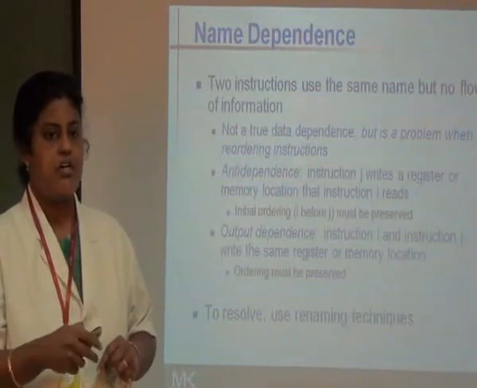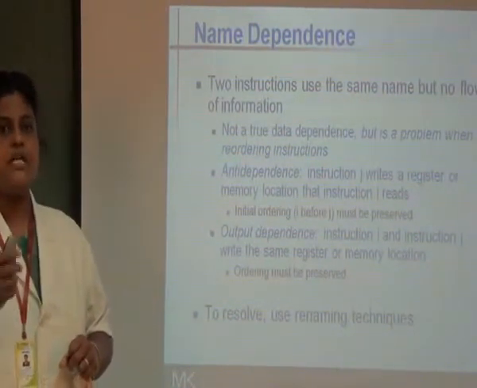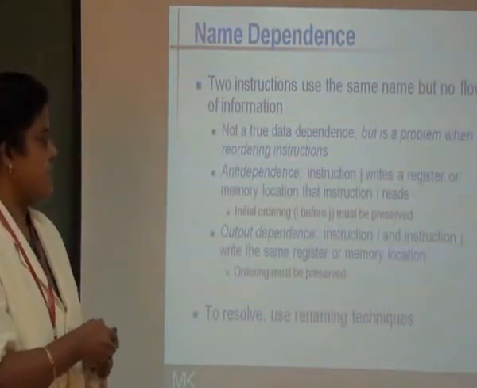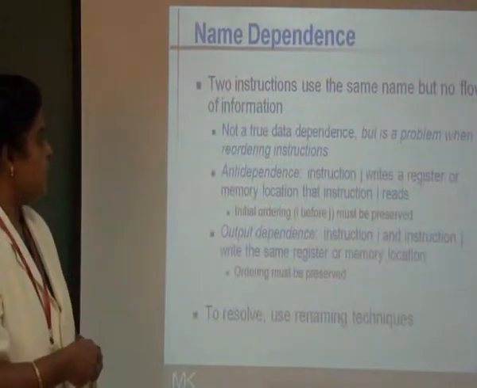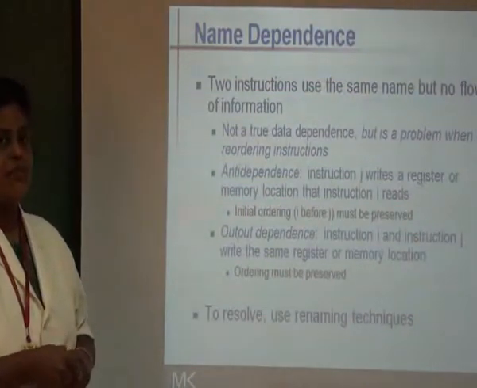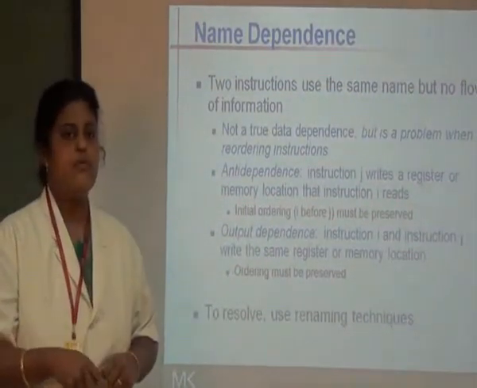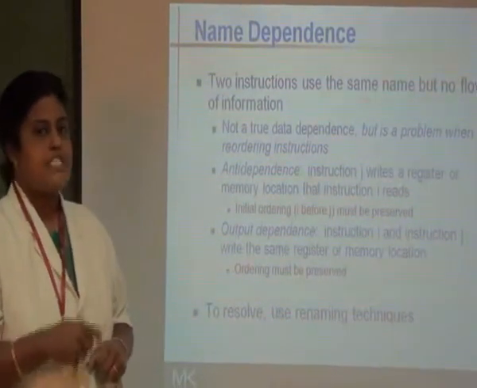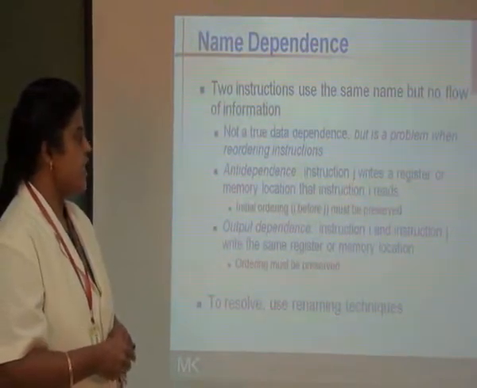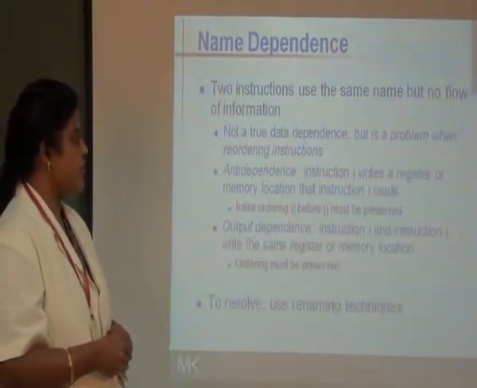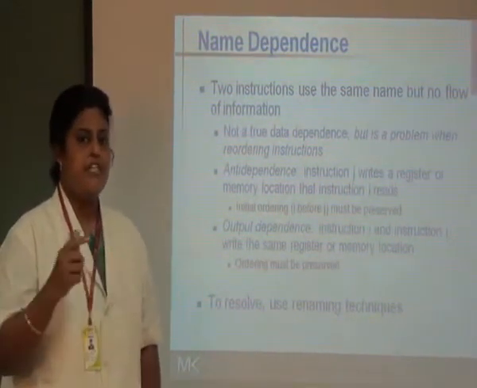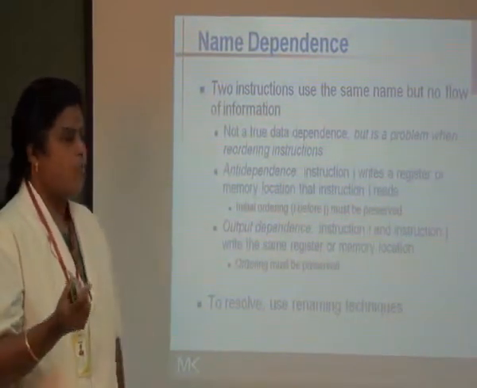In case of in order execution and out of order execution, if we come across this name dependence problem, we have to take care of reordering such instructions. So what is anti-dependence? Here we come across two important concepts. One is called anti-dependence and the other is called output dependence. In the case of the anti-dependence problem, instruction J writes into a register or a memory location that instruction I reads. So there are two different instructions, I as well as J.